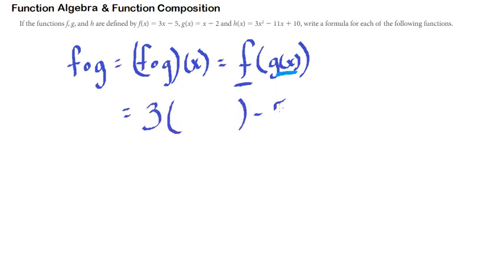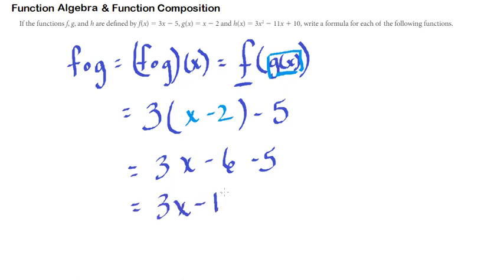So I usually use parentheses to demonstrate this. Then, in place of x, I'm going to put this g here, and g is x minus 2. So in place of x, I'm writing x minus 2. This is called function composition. Then simplify. 3x minus 11. And that's all I would do for that one.